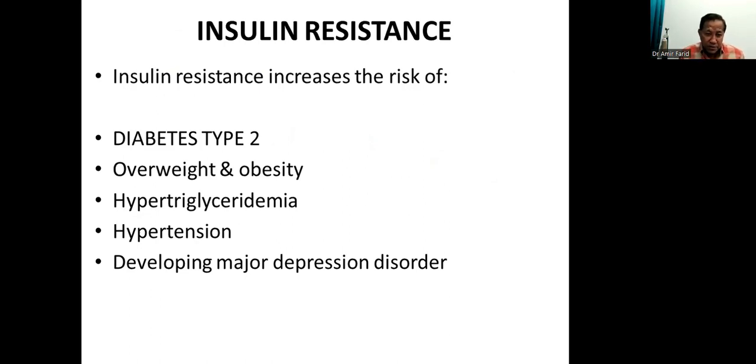So having understood that, certainly we can understand that insulin resistance increases the risk of hyperglycemia and type 2 diabetes, and then also of overweight and obesity, hypertriglyceridemia, that means high triglycerides, hypertension, and surprisingly developing major depression disorder. And I also read not just the depression, also psychosis.